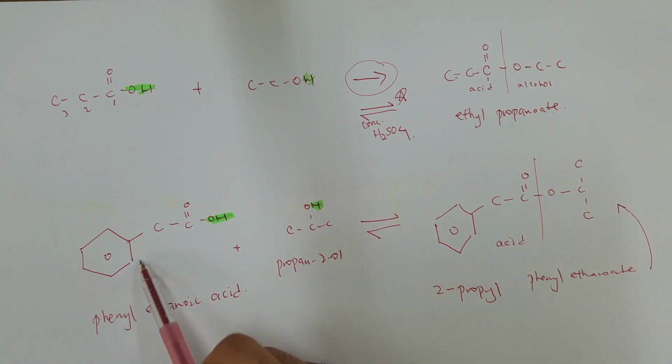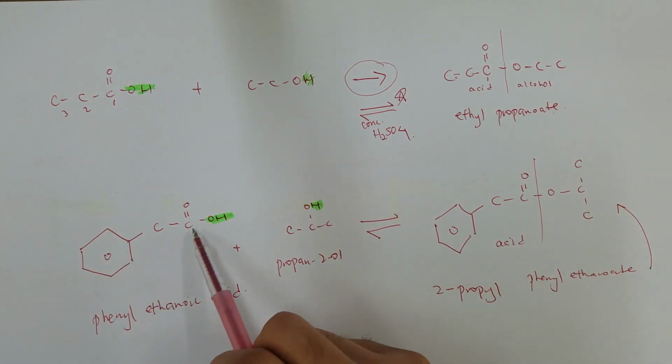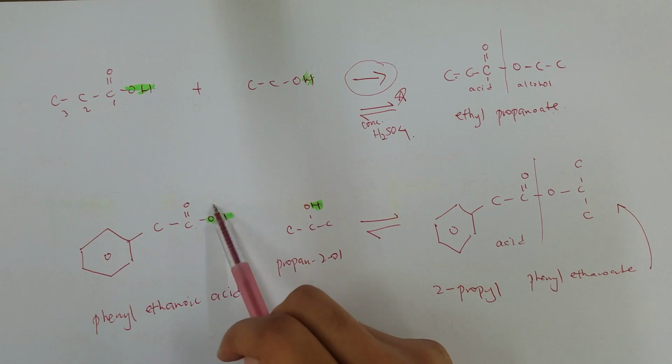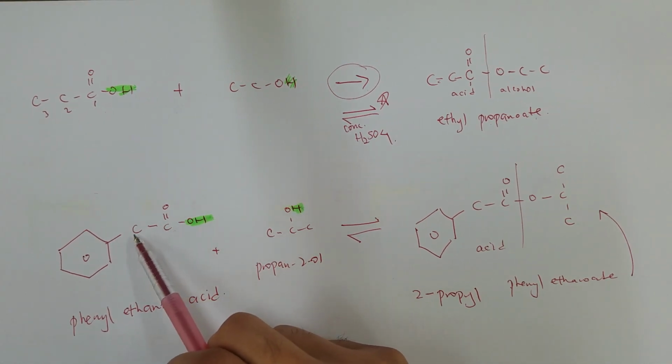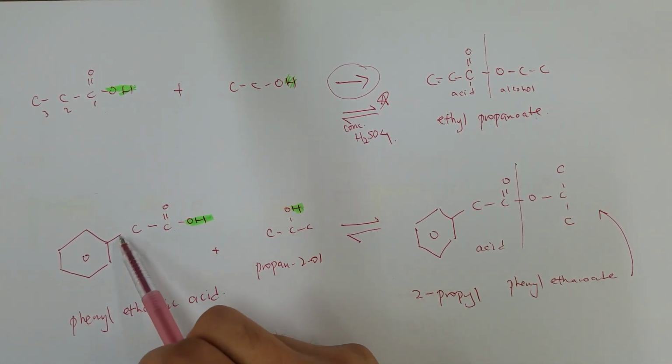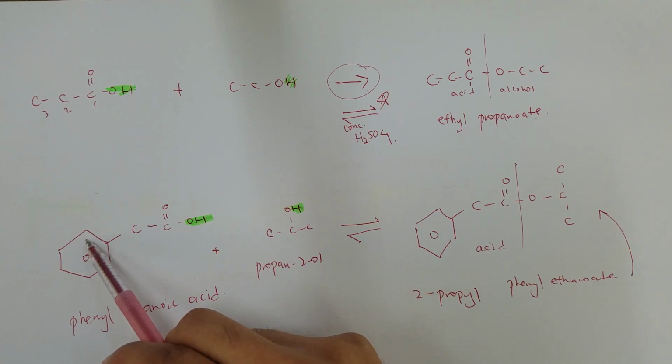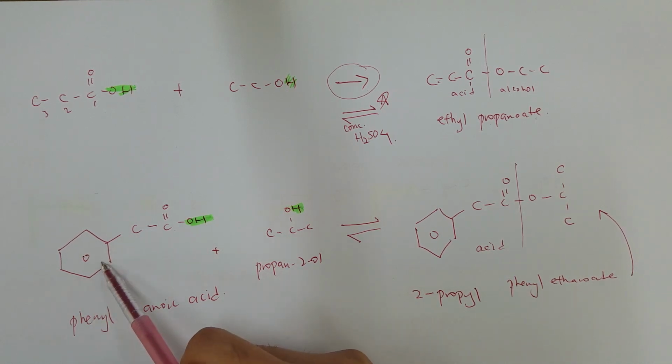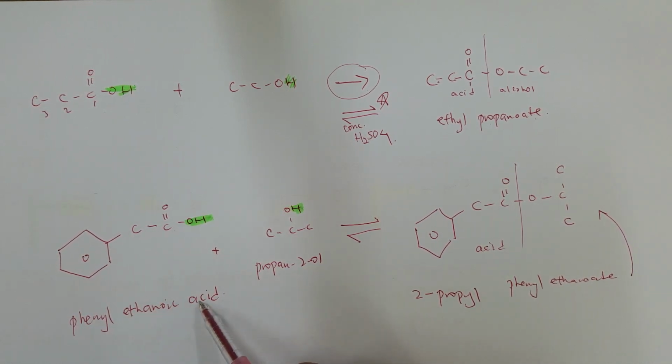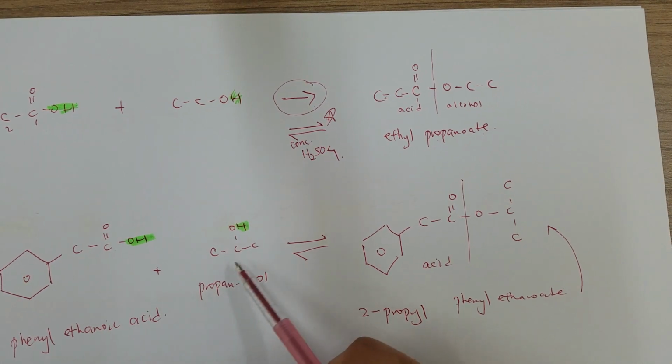If the question gives you anything with benzene, we just still find the main functional group. Over here we have COOH. In this case, this is a side branch, so we call it phenol. And then ethanoic acid. Here we have a propan-2-ol, so it's a secondary alcohol.